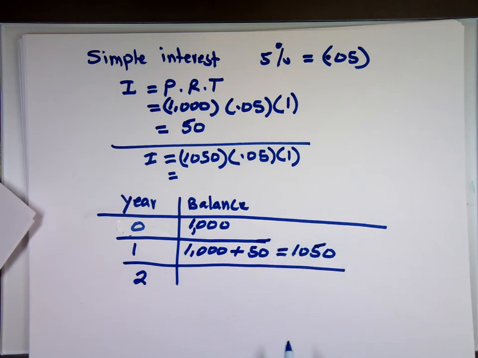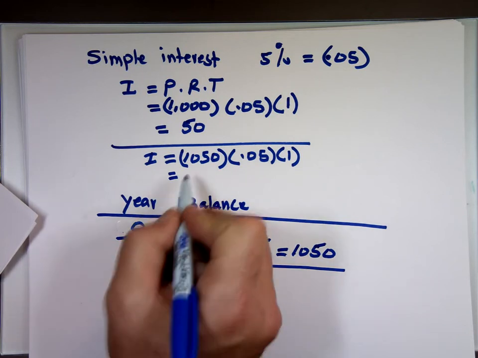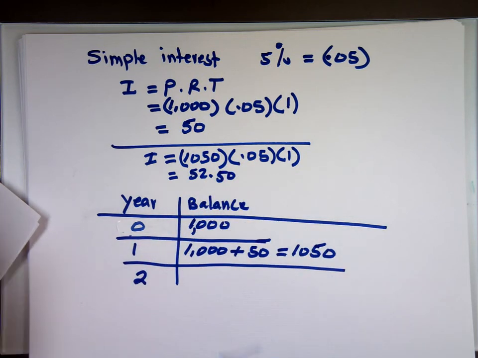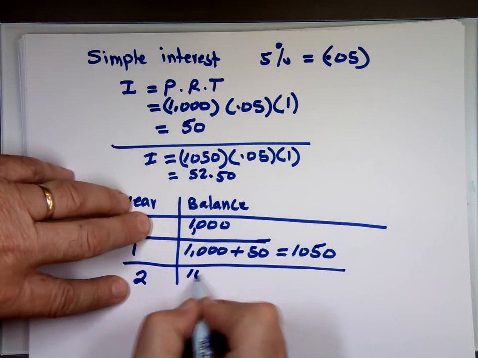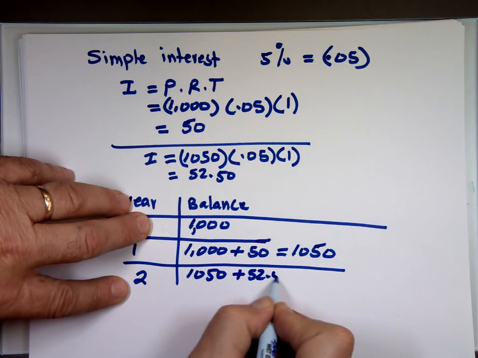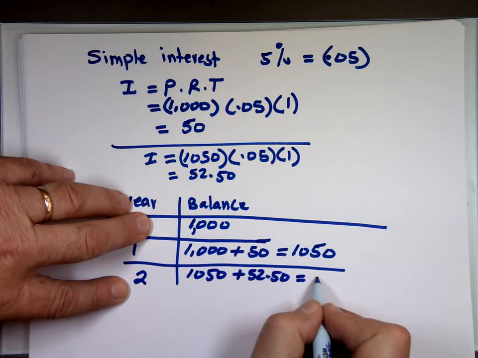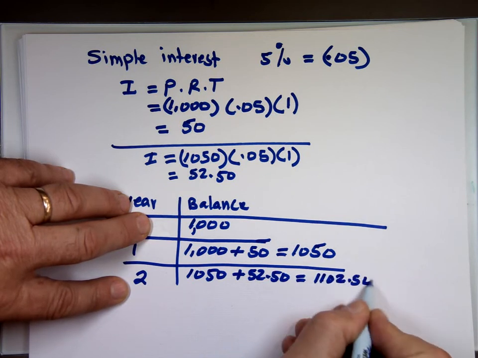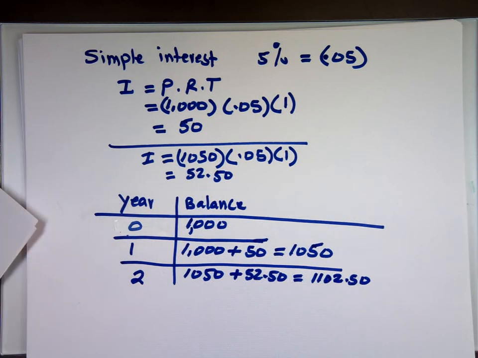Is it 52 or 52.50? So now what do you owe him after the second year? The 1,050 plus the 52.50, which is $1,102.50. And the process continues every year. That becomes the principal for the third year, and they calculate the interest based on that.